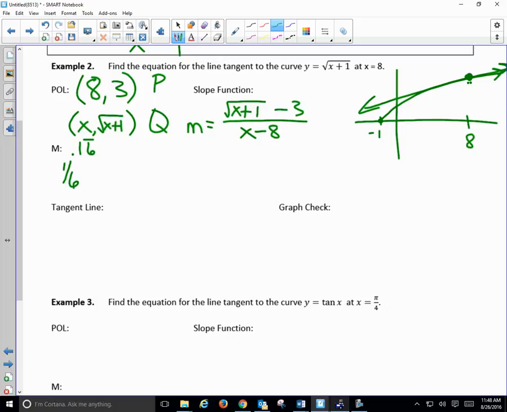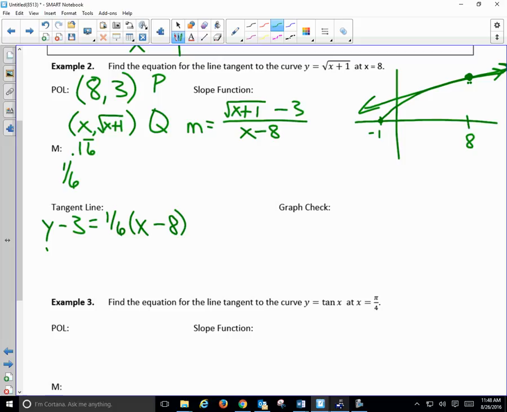I now have enough information to find the equation for the line tangent. I need two things. I need a slope and I need a point on my line. Both of those I have right here, don't I? So I'll say y minus what? 3 is equal to 1/6 times x minus 8.